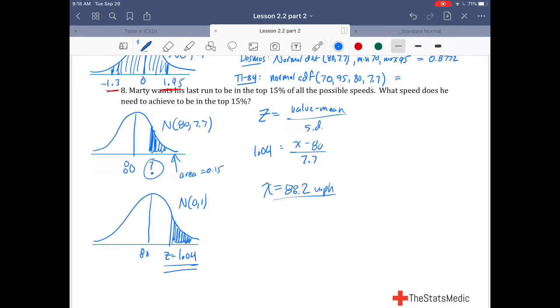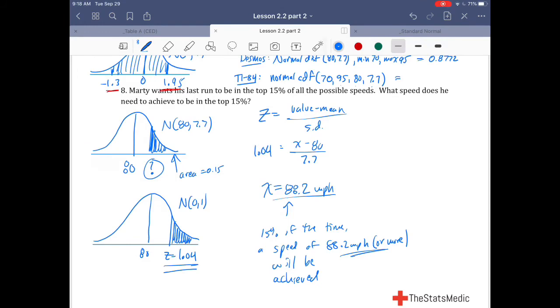So if anybody is familiar with the movie, according to this distribution, 15% of the time, a speed of 88.2 miles per hour will be achieved, or more. 88.2 miles per hour or more.